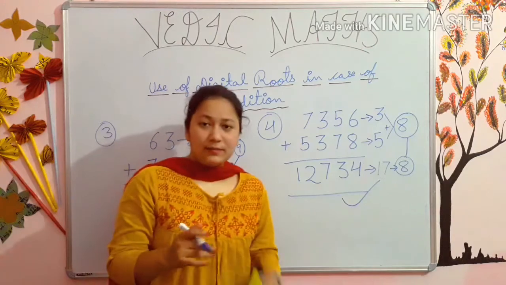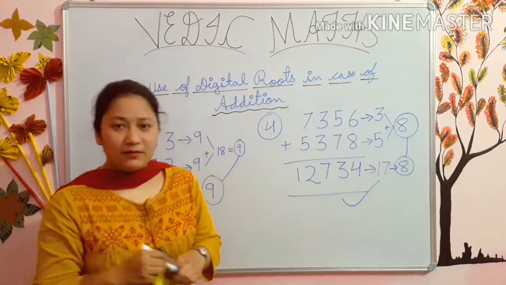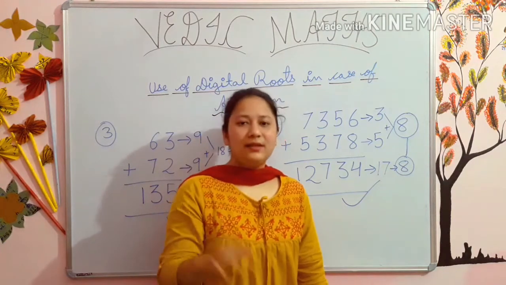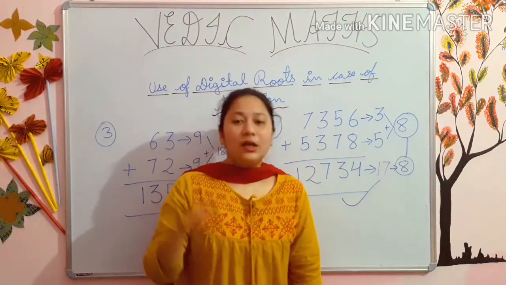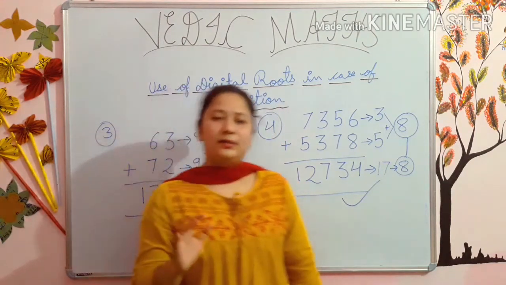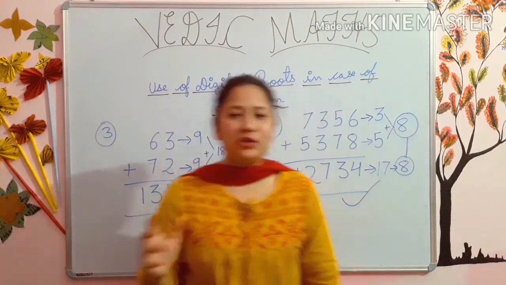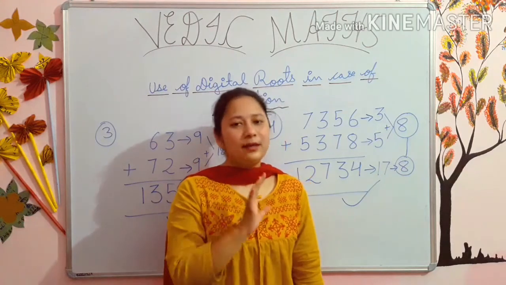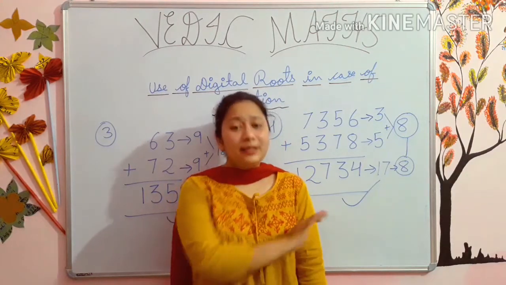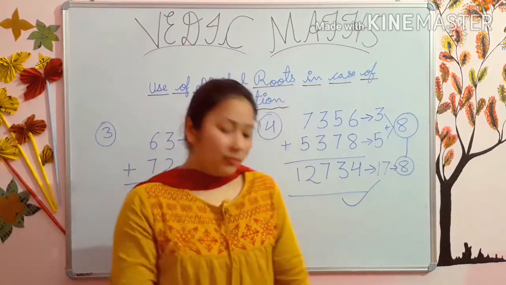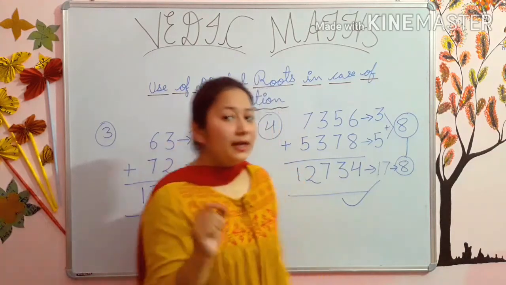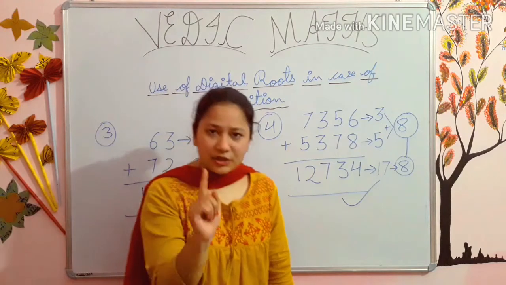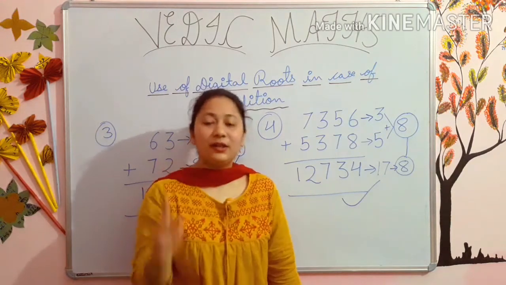See students, always listen to my words. Addition and subtraction are easier than multiplication and division. If you are checking your answer by doing any multiplication or division, it is much more difficult than addition. Addition is the easiest thing which you have been doing from your childhood days. But if you are getting stuck in adding these numbers, this means your addition is not strong. Please make your addition strong.